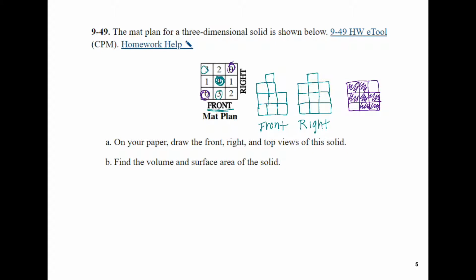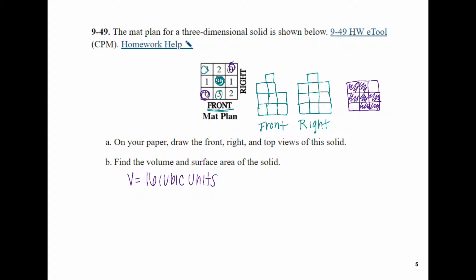So the volume, if we can envision, is all of the cubes stacked on top of one another. So you can do that a couple different ways. One of the ways you can do that is simply counting up how many cubes you have on your map plan, which is 16 cubic units would be our volume.